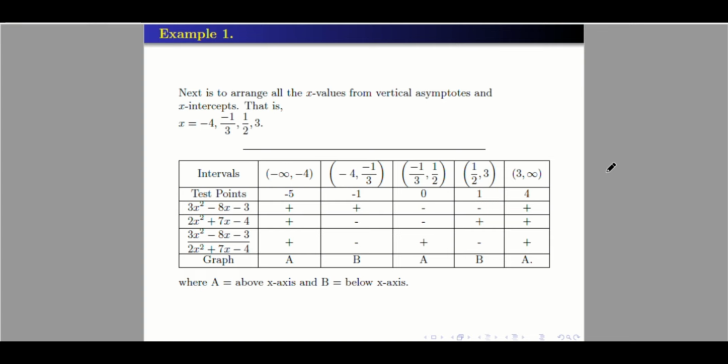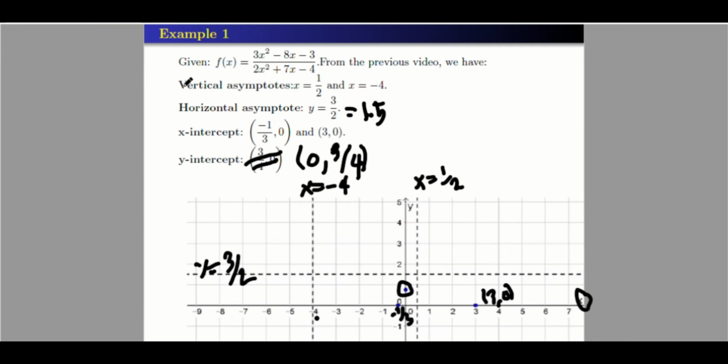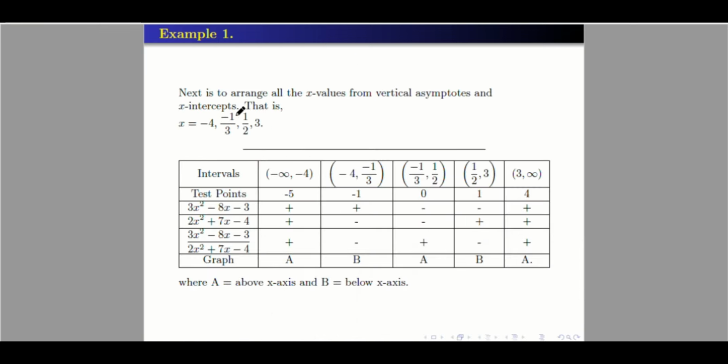Next we need to arrange all the values from the vertical asymptotes and the x-intercepts. Meaning, we'll arrange the x values of these two, the vertical asymptotes and the x-intercepts. So we have 1/2, -4, -1/3, and 3. So we will arrange them. The smallest is -4, then -1/3, then 1/2, and then 3.